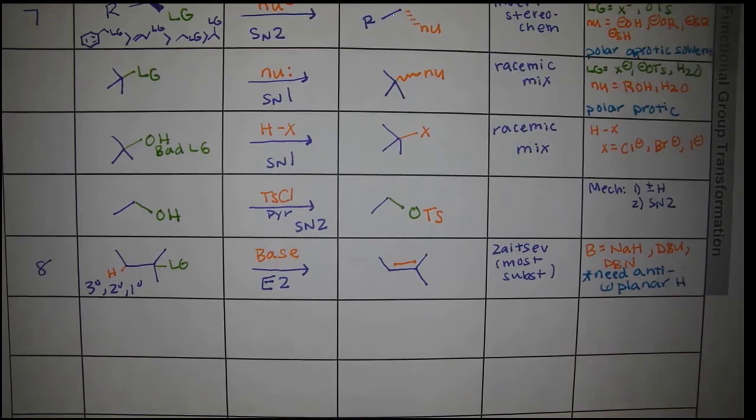And that means an H that's on the opposite side of the leaving group. And we'll see that a little bit later. All right, any questions on that E2 reaction? So that's with a small base. All of those bases, the NaH, DBU, and DBN, are small bases. And with tertiary, secondary, and primary substituents, those are going to go E2.